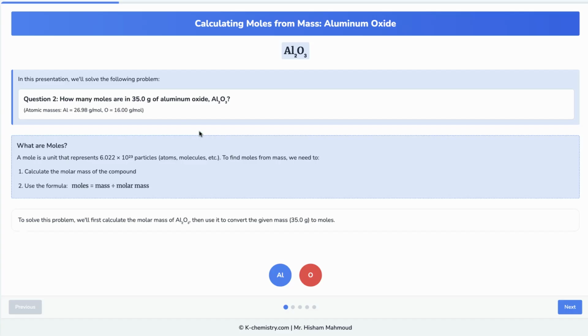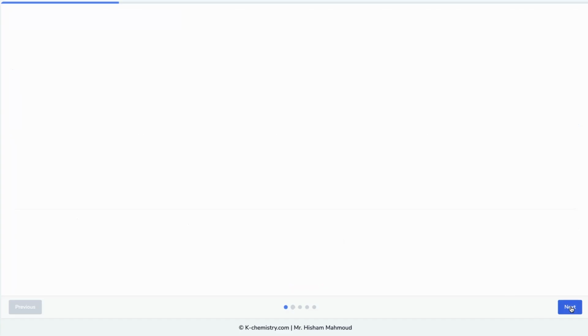That's very easy. If you have the mass and the molar mass, and we have the masses, and we can calculate the molar masses. So moles is equal to mass over molar mass. First calculate the molar mass of aluminum oxide and then use it to convert the given mass to moles. So let's see how we'll do this.